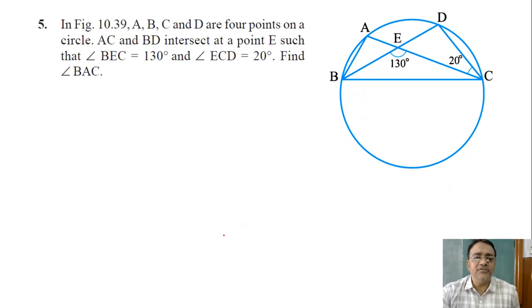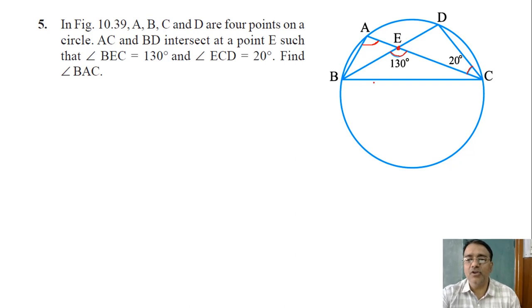In figure 10.39, A, B, C and D are 4 points on a circle. AC and BD intersect at point E, such that angle BEC is equal to 130 degrees and angle ECD is equal to 20 degrees. Find angle BAC. This angle we need to find.